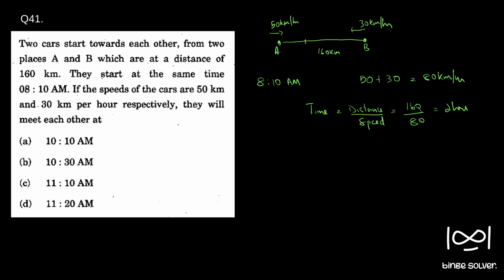Since one car is traveling at a higher speed, they will meet somewhere after the middle point. Anyway, that is not relevant. 2 hours. So 8:10 plus 2 is 10:10 a.m. 10:10 a.m. is the correct answer. So A is the correct answer.